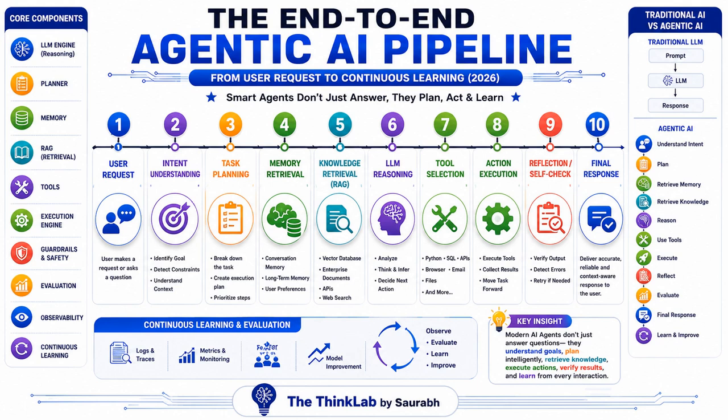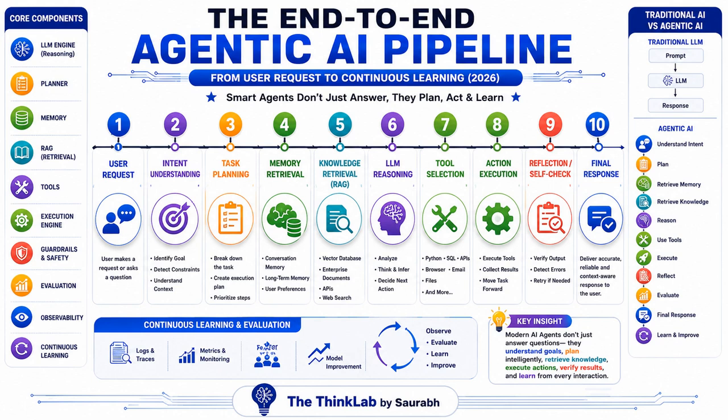The process doesn't stop after the response. Production AI systems continuously monitor themselves. They store logs, measure latency, track different costs, evaluate quality, collect user feedback, detect failures, and finally improve future performance. This continuous learning loop helps AI systems become better over time.